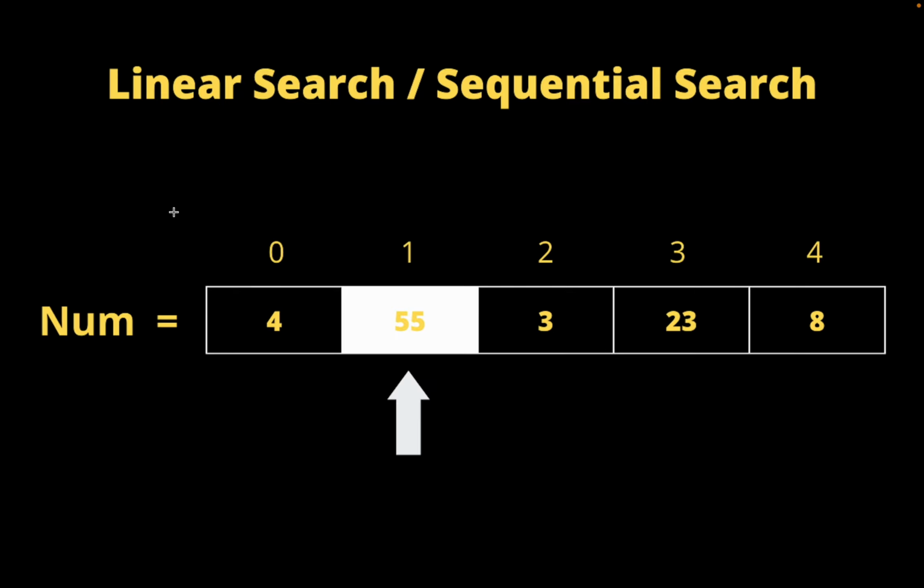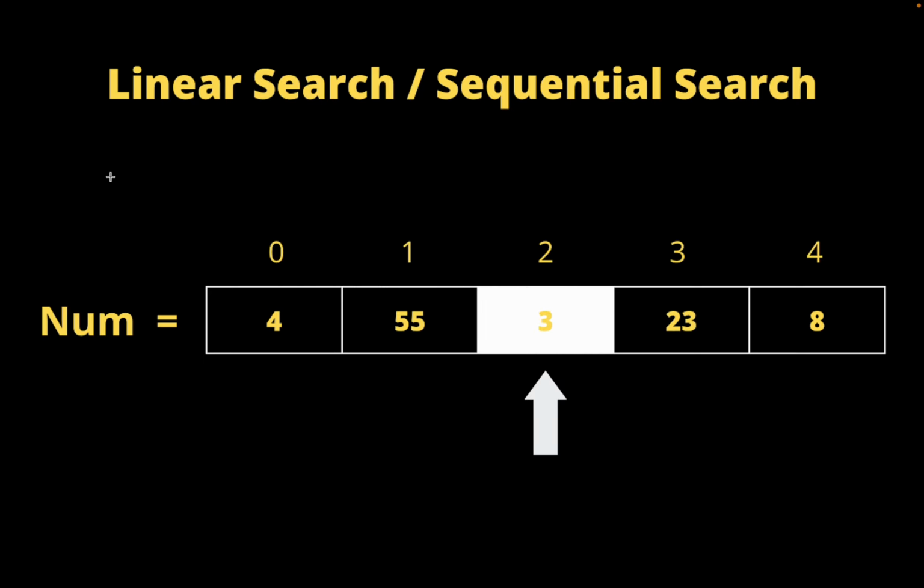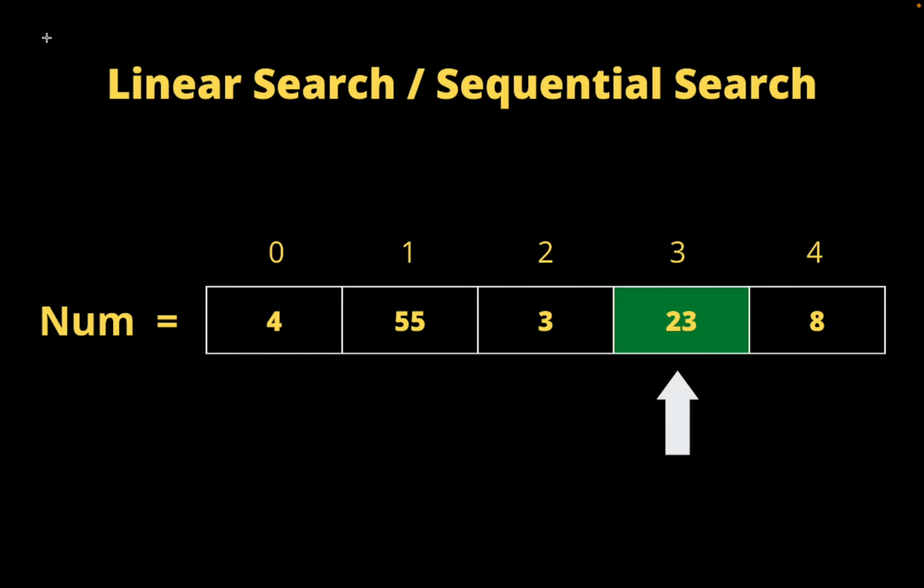It's going to compare the second value, which is index 1, and see whether we have 23. Then it's going to go to the third one, which is index 2. Do we have 23? No. Then it's going to go to index 3, and see whether we have 23 or not, and we do have it here. It's going to simply tell us at what index, what place, we found the number 23.